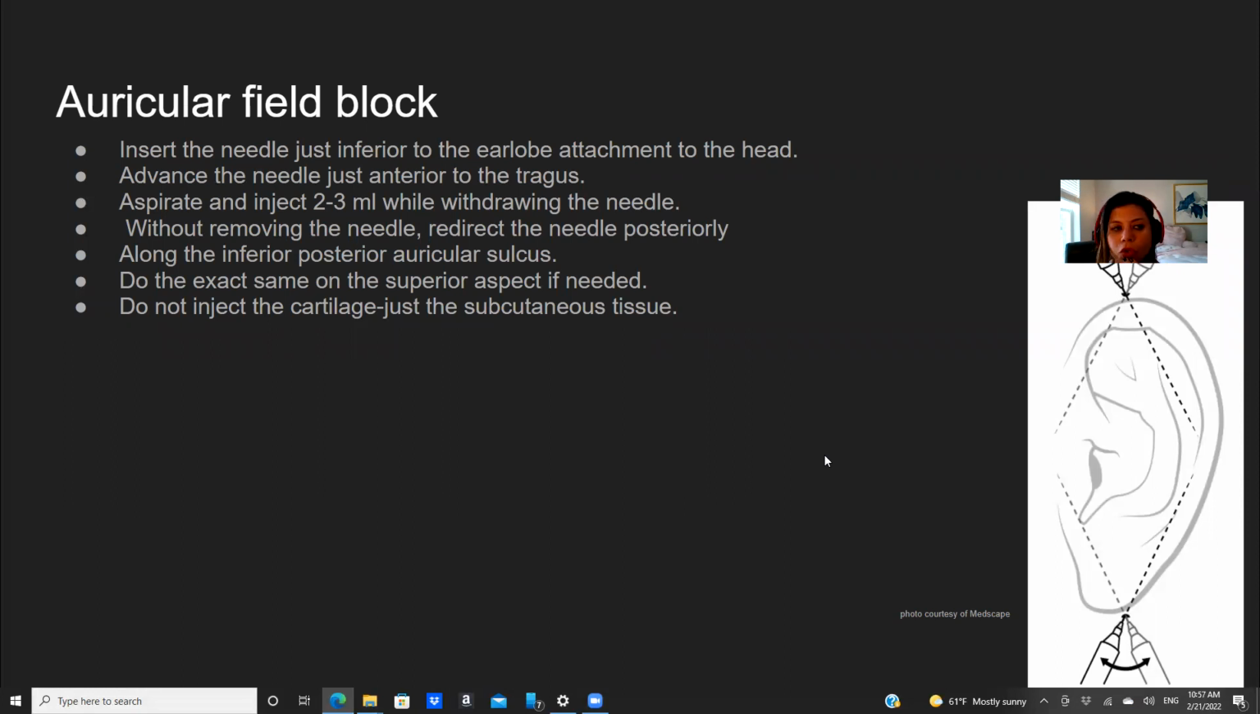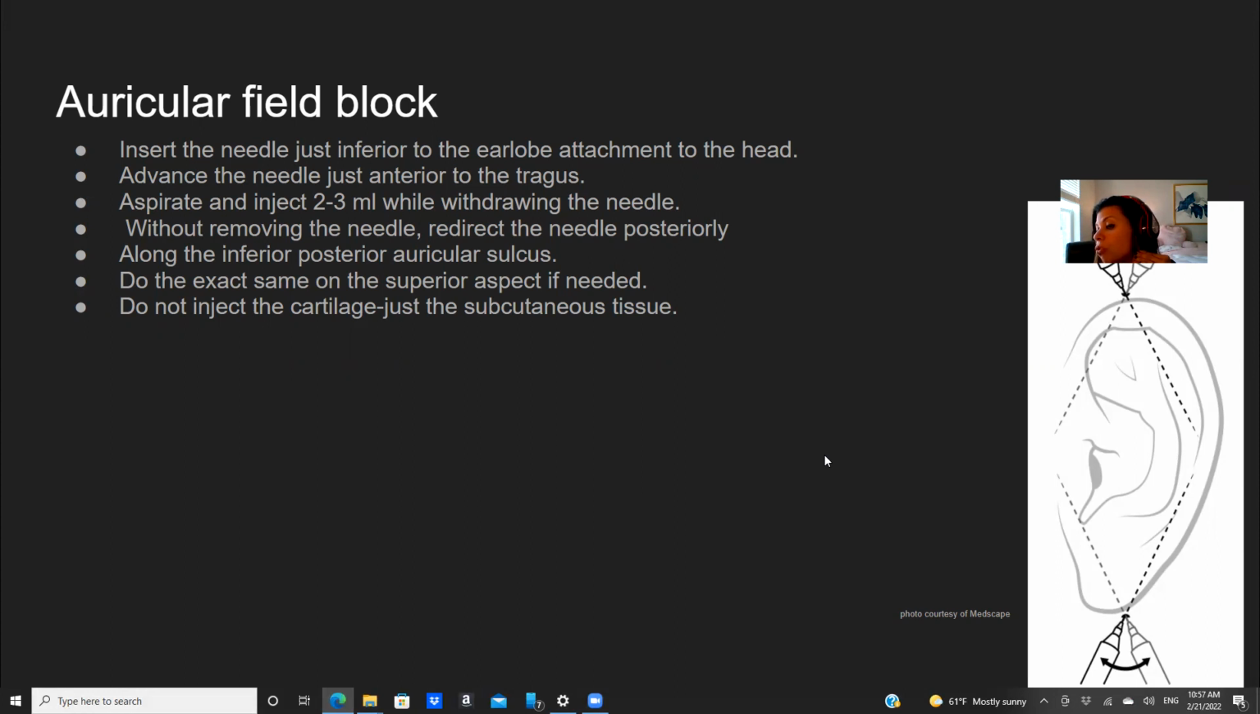So in order to do the ear block, the needle is inserted subcutaneously just inferior to the earlobe attachment with your head. And you are going to advance the needle just in front of the tragus. As with any kind of injection, you have to aspirate, make sure you're not getting any blood. You are going to inject while withdrawing the needle. 2 to 3 ml is sufficient in any nerve block.